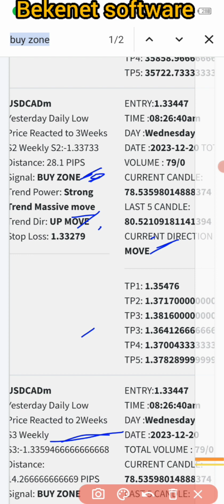It takes time. It's patient. It can take the whole day to give you this buy zone once you're waiting for a signal. But once it comes, it's a win-win.